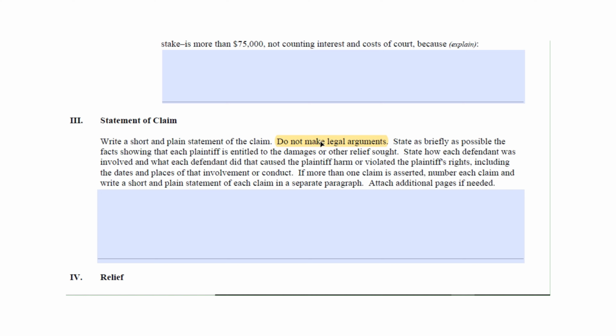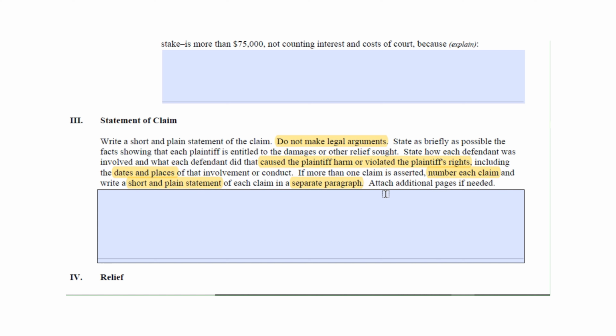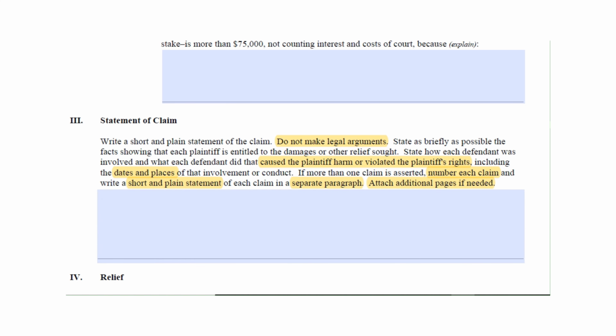State as briefly as possible the facts showing that each plaintiff is entitled to the damages or other relief sought. State how each defendant was involved and what each defendant did that caused the plaintiff harm or violated the plaintiff's rights, including dates and places of that involvement or conduct. If more than one claim is asserted, number each claim and write a short and plain statement of each claim in a separate paragraph. Please attach additional pages if needed.